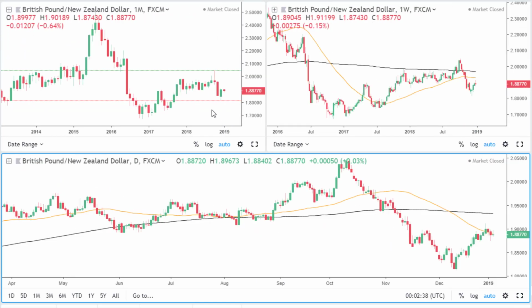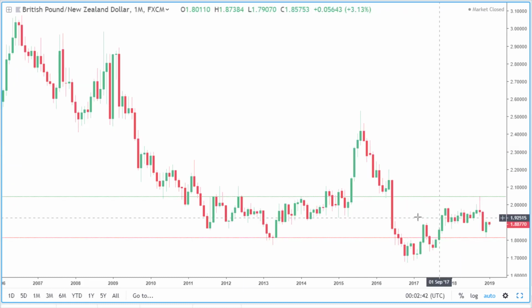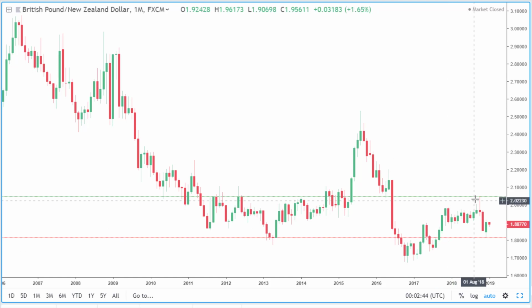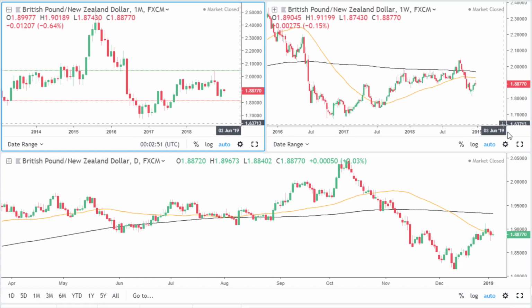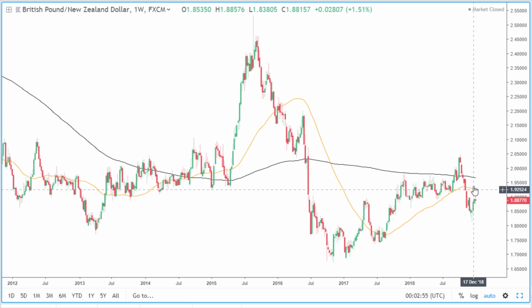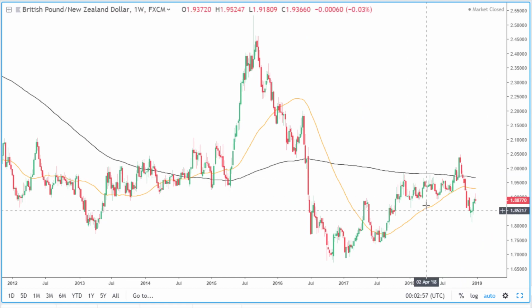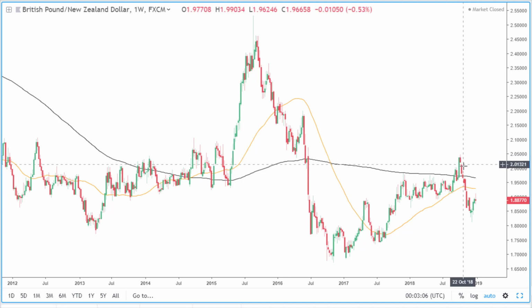Next forex pair is the pound New Zealand dollar. Price at the moment is in this area of consolidation in between last year's high and last year's low. As we can see, price is just going sideways. Looking at the weekly time frame, clearer picture here. Price is below both the 50 and 200 simple moving averages. Although price is going sideways on the monthly time frame, we can see that price has started to move to the downside.